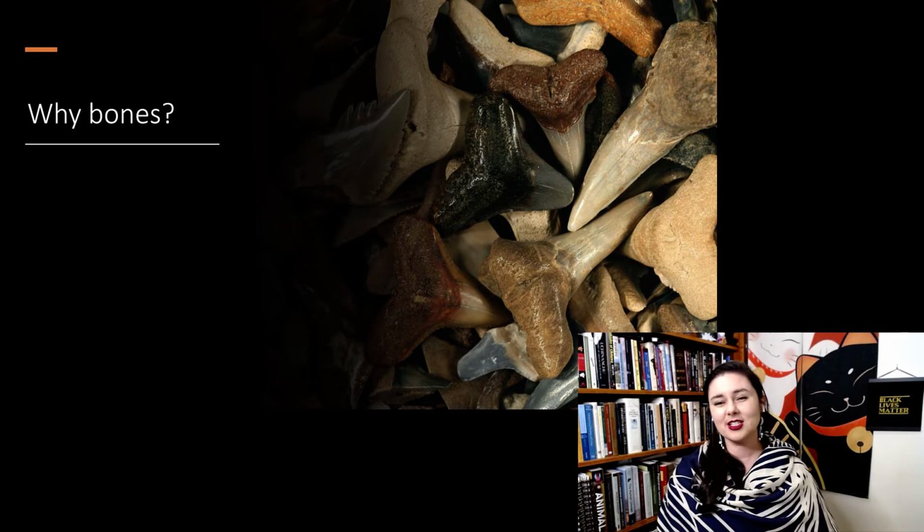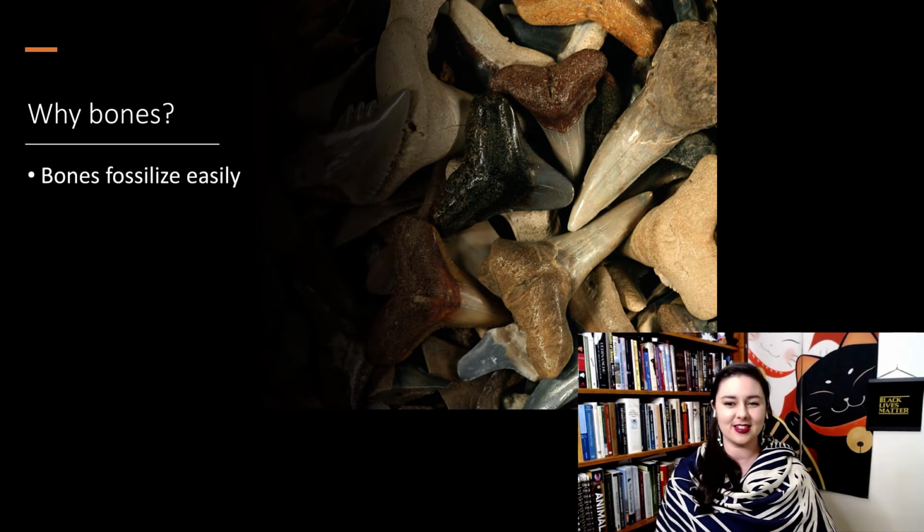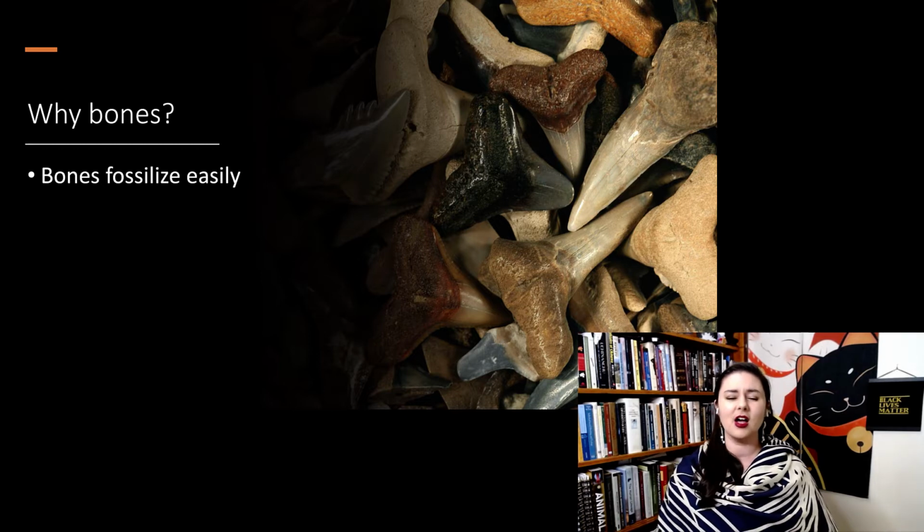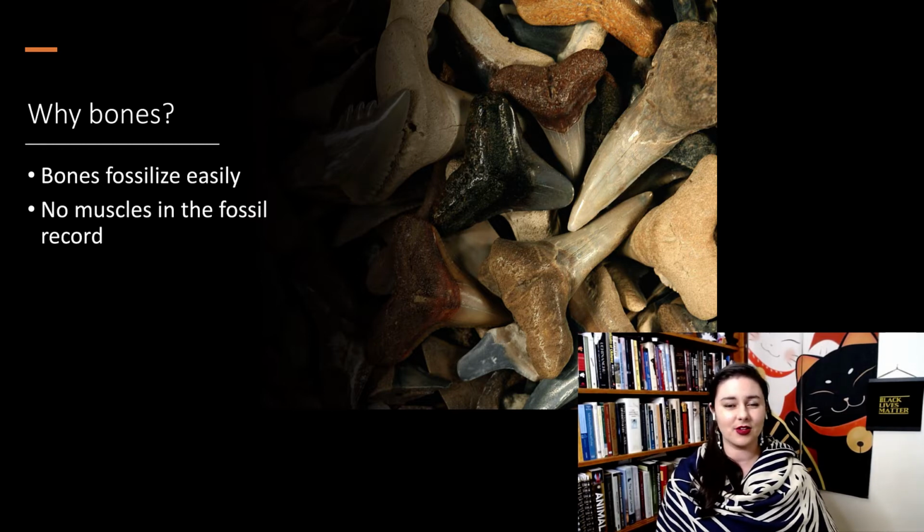What we're talking about here is to understand human evolution, we want to compare human anatomy to chimpanzee anatomy. We are going to spend extra time on skeletal anatomy and bone specifically. Why? This is really because bones fossilize easily. That's why there are just a lot of bone fossils out there. There are just no muscles in the fossil record. So if we want to look at fossils, bones are really our primary source of information.